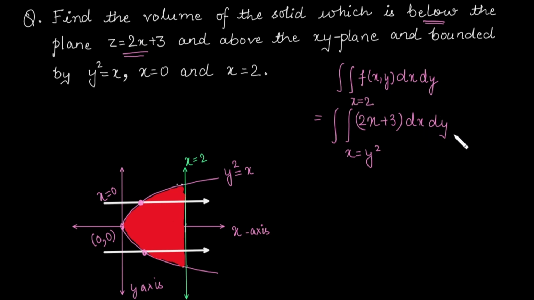Now for y, we need to take the shadow on the y-axis. How to take that? Suppose you are standing over here, you have a torch, put a light on this region, you will get a shadow from here to here of the region. Now what are these points? These are the intersecting points of x is equal to 2 and y square is equal to x.